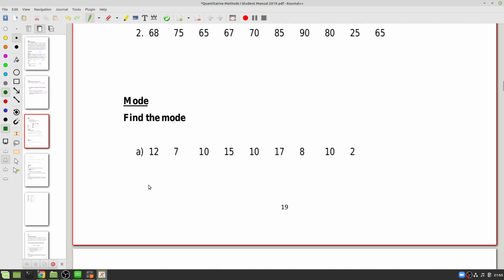Then mode. Mode is the really easy one. You just check which number occurs the most, right? So that's going to be 10, because there are 3 tens. And everything else is just once, not even twice. So the mode is 10. Perfect. Okay, so that's mode, median, and mean for ungrouped data.